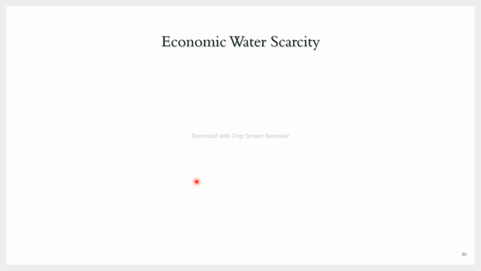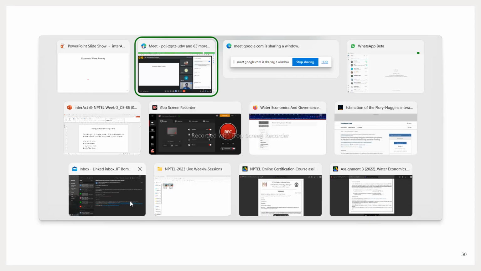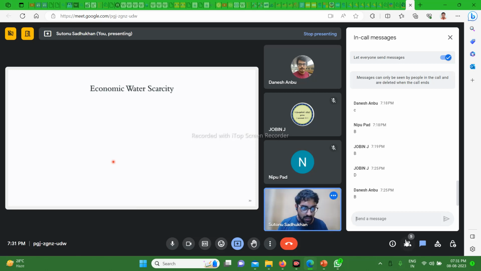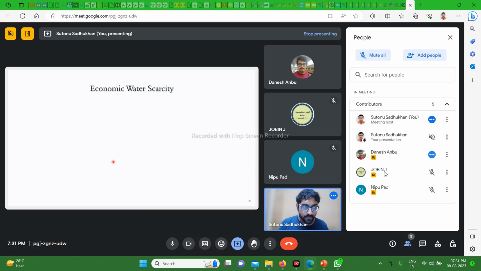One good question came in. I guess Ankit has asked this question. Is Ankit there among the people joining the session? Okay.